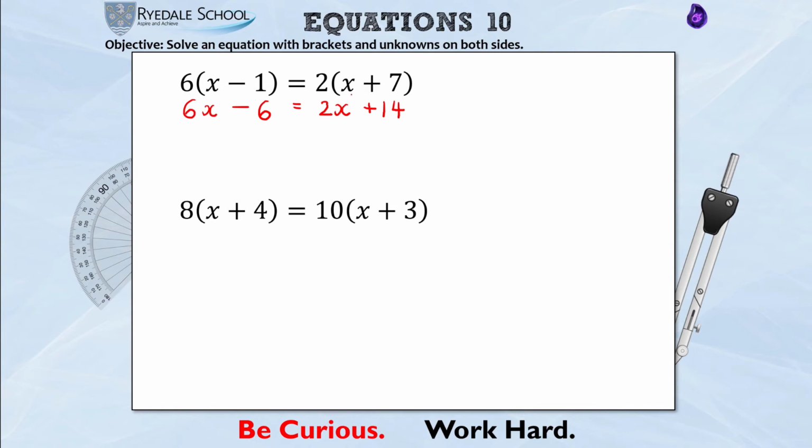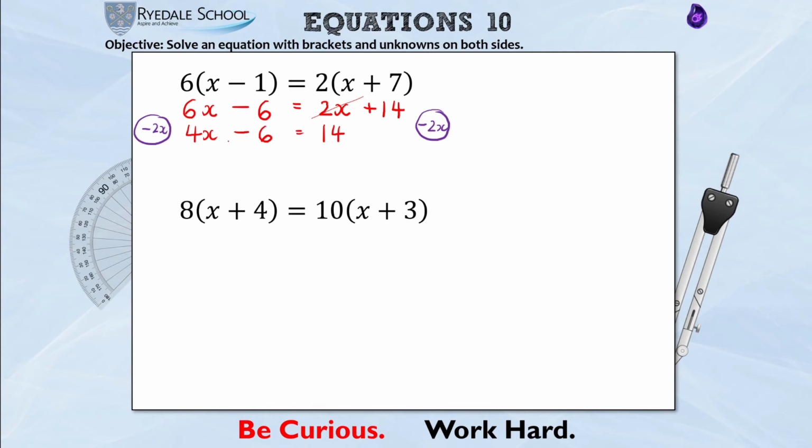I've got 6x's here. I've got 2x's here. So, which is the bigger number? 6x. I'm going to subtract 2x's from both sides. So I'm going to communicate that with my different colour. Take away 2x's. So when I subtract 2x from this side, I am left with 4x's and the take away 6. When I subtract the 2x's from this side, I just have 14 left.